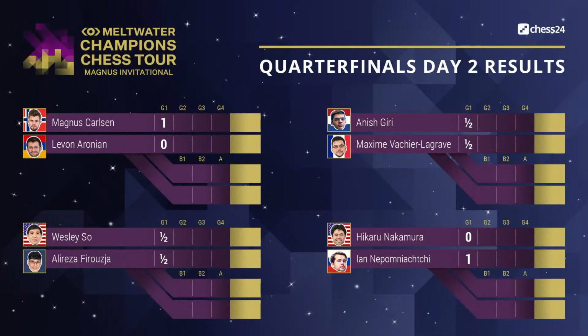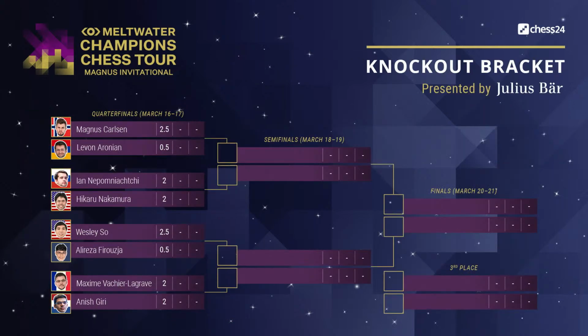And this is where we stand with the current scorecard. Magnus Carlsen did win set 1 and he starts his set 2 with a win. Wesley So also won his set 1 and he starts the day with a draw. Alireza Firouzja drew his game with Wesley. Maxime Vachier-Lagrave and Anish Giri ended in a draw, and Jan Nepomniachtchi takes his lead against Hikaru Nakamura.